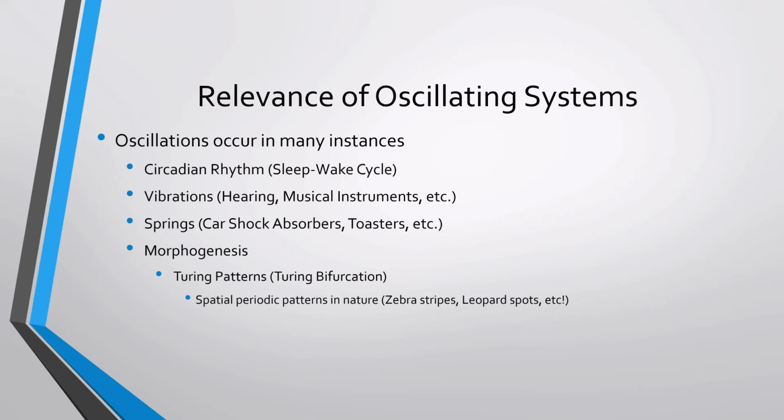Lastly, and more science-based, is morphogenesis. Morphogenesis is the biological process that causes a cell, tissue, or organism to develop its shape. An example of this is a concept known as Turing patterns, which is the occurrence of periodic spatial patterns in nature, like stripes on a zebra or spots on a leopard. In a chemical system, if a stable steady state becomes unstable due to the presence of diffusion, then a Turing bifurcation occurs. This is another type of bifurcation that we did not discuss in our presentation. A Turing bifurcation generates these periodic spatial patterns in nature, and I think that's really cool.